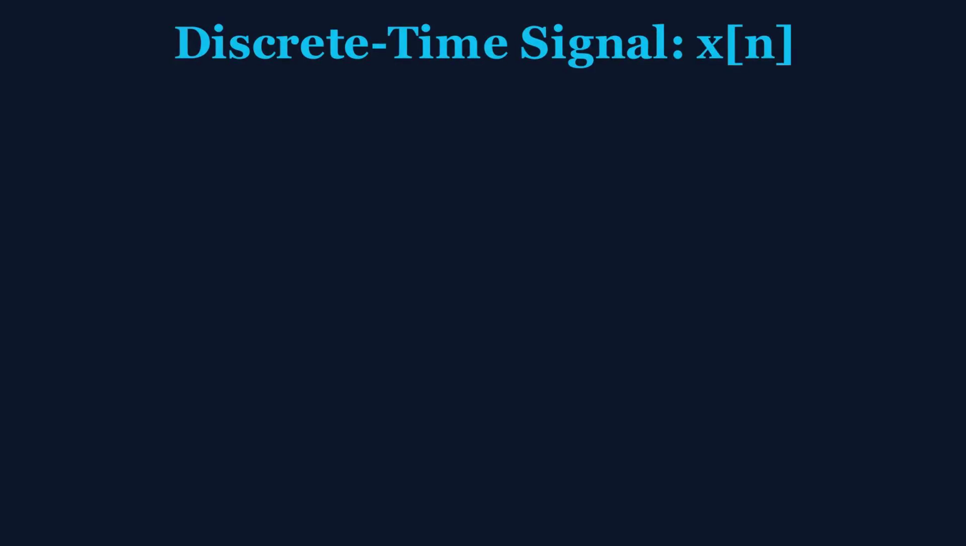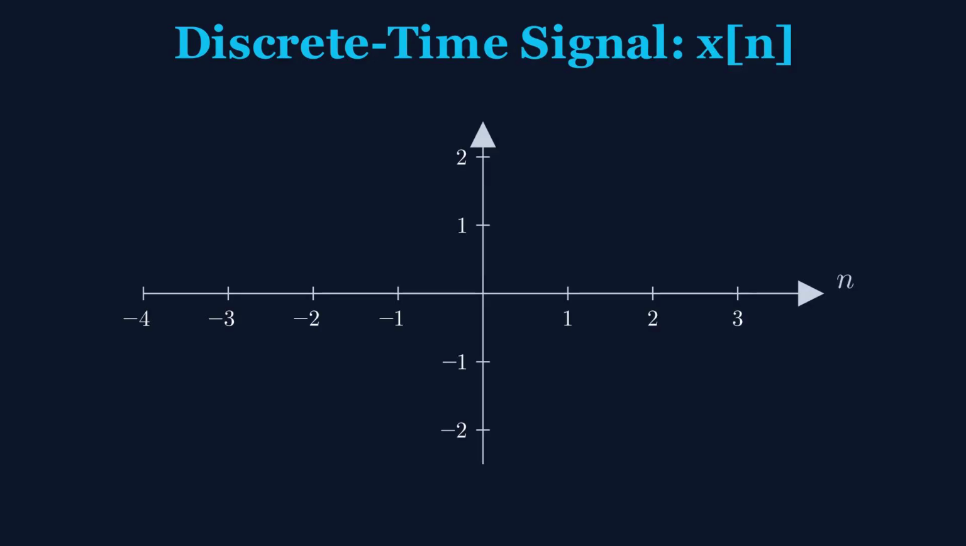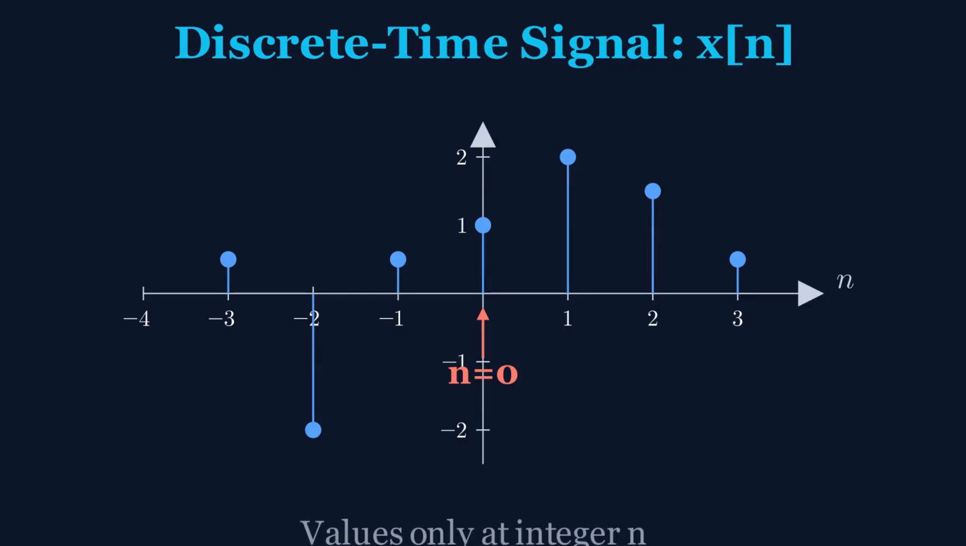Let us look at a concrete example. Consider x of n with the following values. At n equals -3, the value is 0.5. At n equals -2, it is -2. At n equals -1, 0.5. At n equals 0, 1. At n equals 1, 2. At n equals 2, 1.5. And at n equals 3, 0.5. Each value is an isolated point.